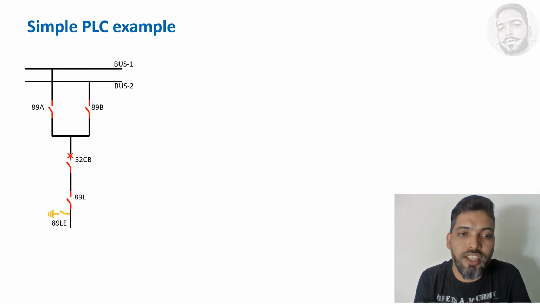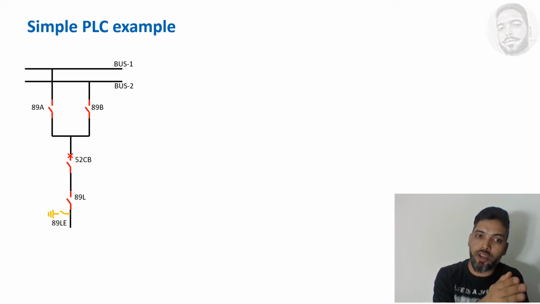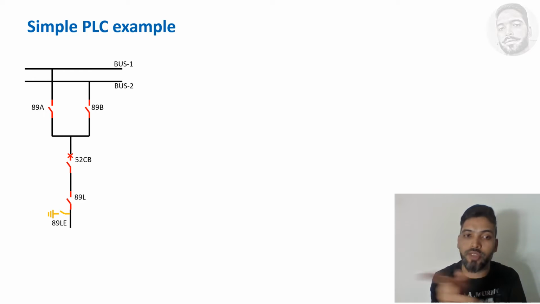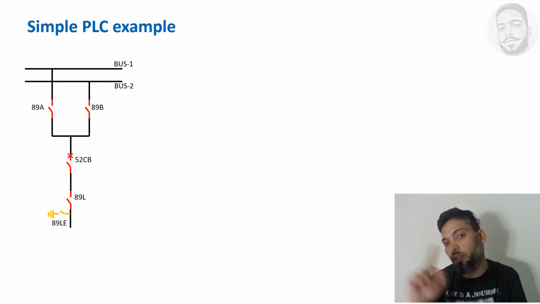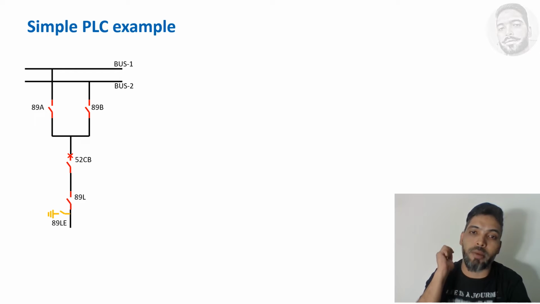So for closing this breaker, I need 89A to be closed or 89B to be closed. Either of the isolators should be closed. 89L should be closed, but 89LE should be open because our earth switch should be open. Then only should I go and give a command to the breaker.